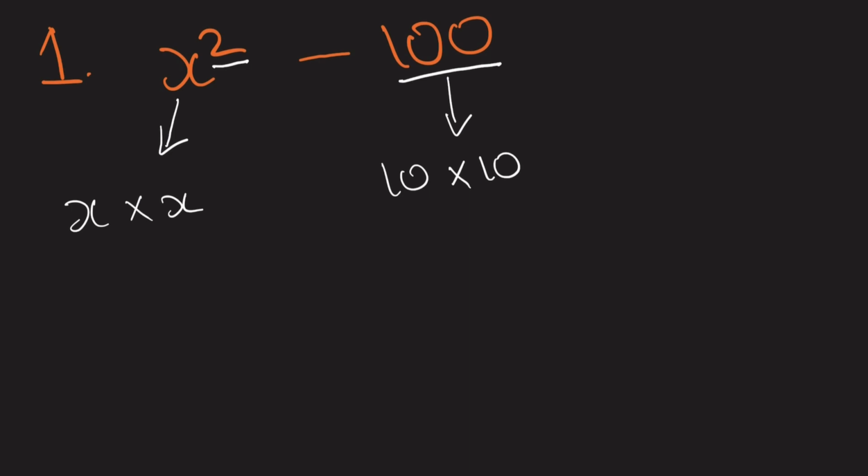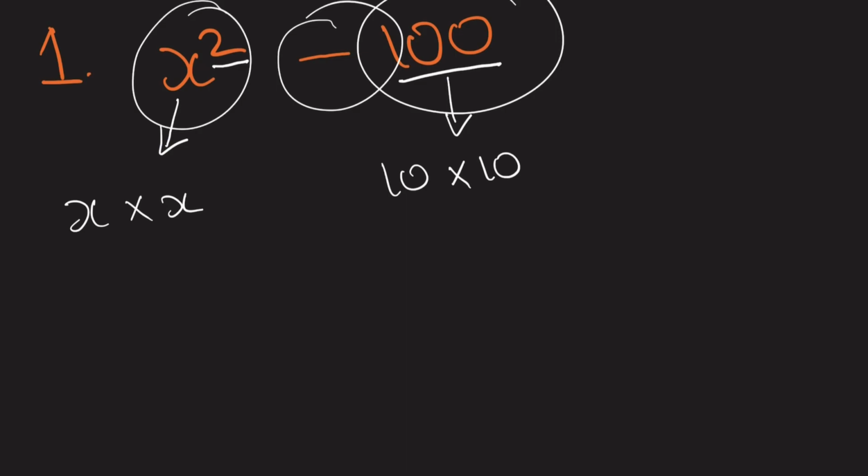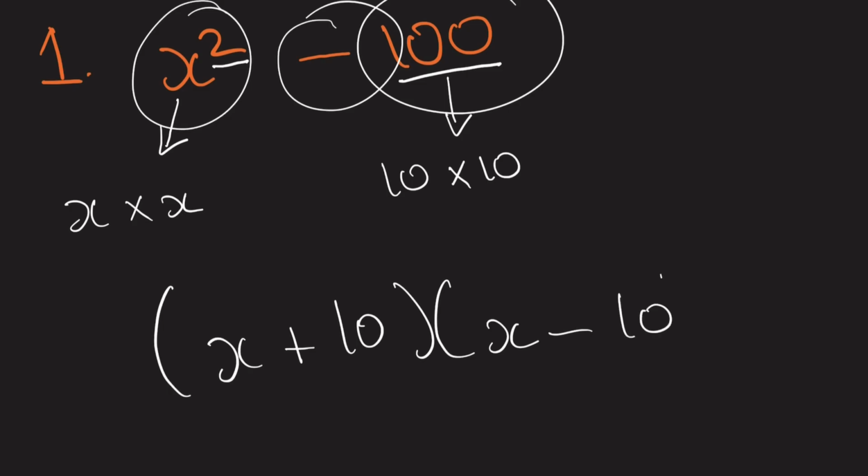Now we should write it as double brackets. Because we have two different squared numbers here, and they're taking away from each other, we know we can do difference of two squares. So let's write the final answer now, which is x plus 10, x minus 10.